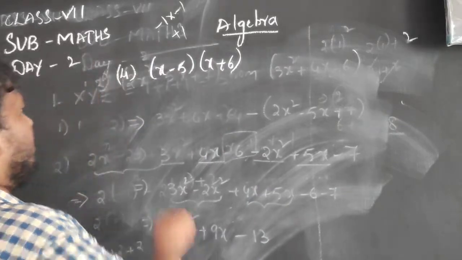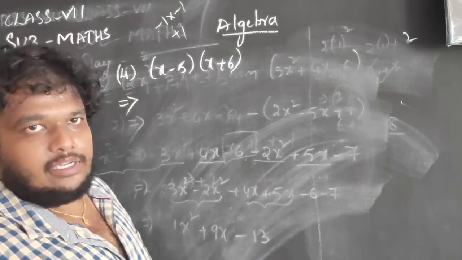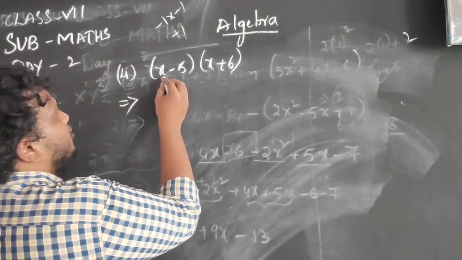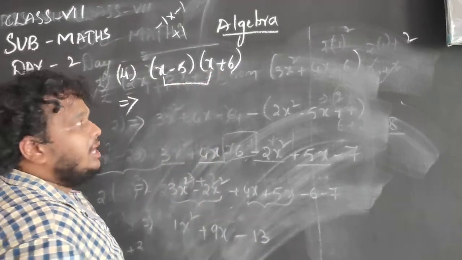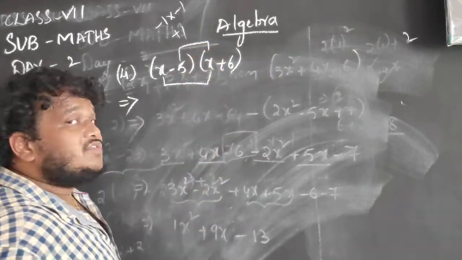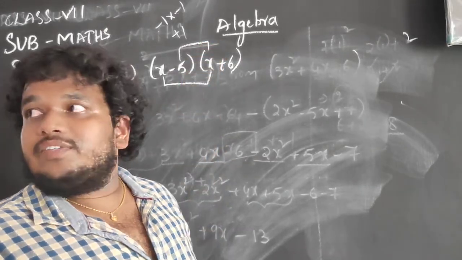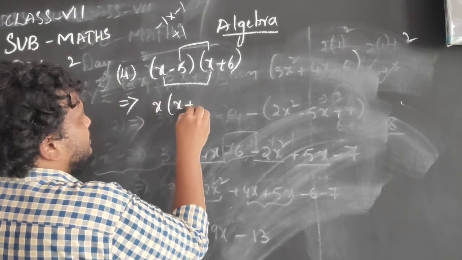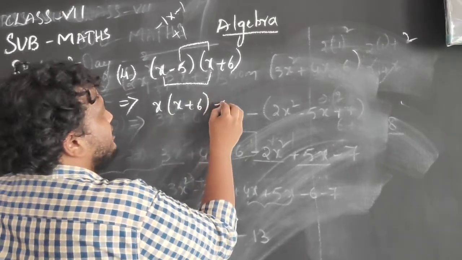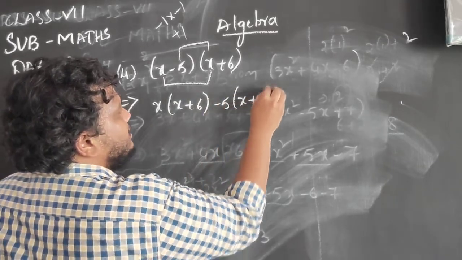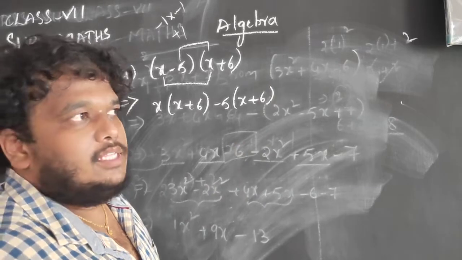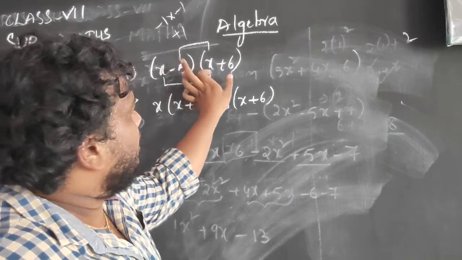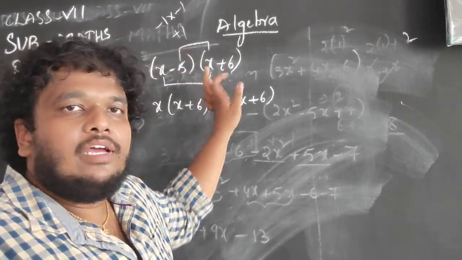So what do we have to do? I think everyone knows the distributive property. According to the distributive property, we have to solve this problem. First we have to multiply x with the total expression and also 5 with the total expression. Which 5 is minus 5. Now x into x plus 6, and minus 5 into x plus 6. You have to multiply the first number with the total expression and the second number with the total expression.